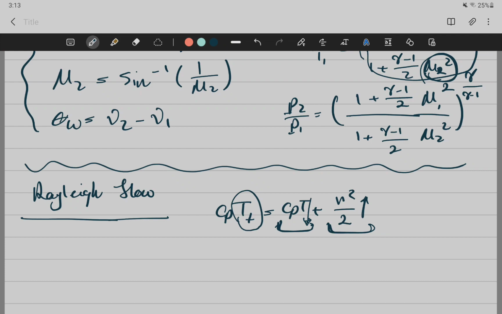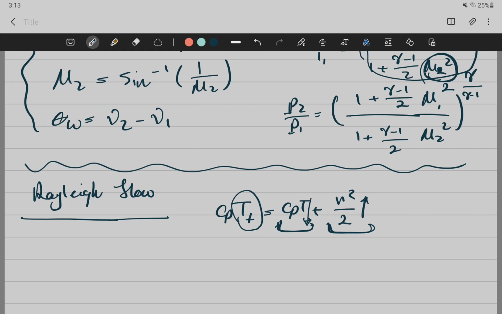Does the total energy of the system change after an expansion fan? No. Why not? Conservation of energy. That's true. But why is the energy conserved here? Why don't we have any losses? It's isentropic and frictionless, right?